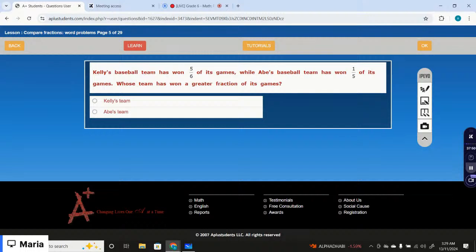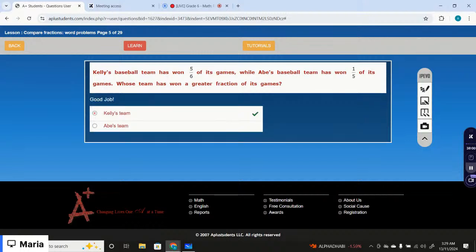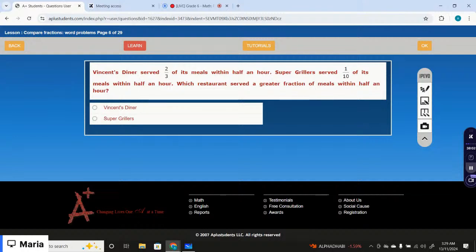Very good. Option number 1 is the correct option. 5 by 6 is greater than 1 over 5. So option number 1 is the correct option. Callie's team has the higher fraction, right?